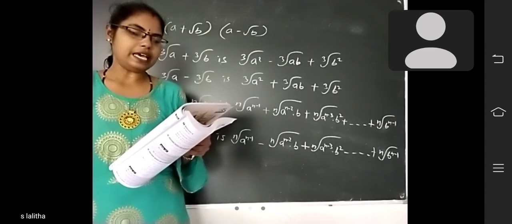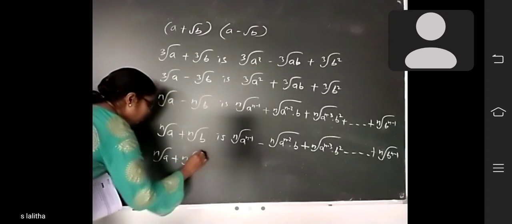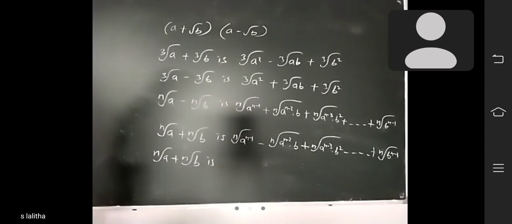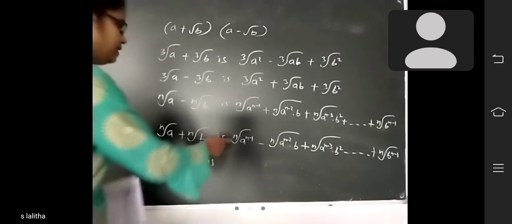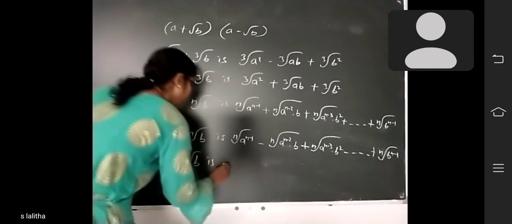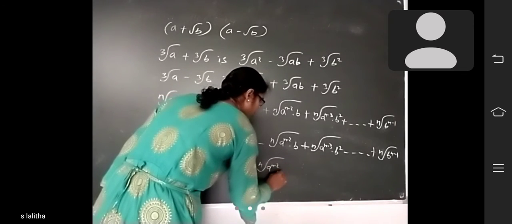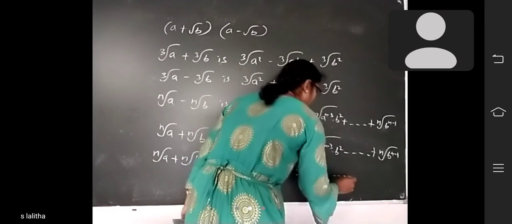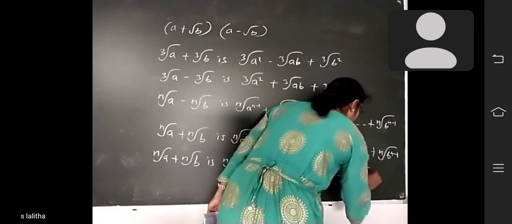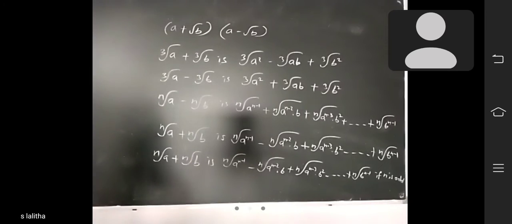Nth root of a plus nth root of b, what is the rationalizing factor? It is the same as this one if n is an odd number: nth root of a power n minus 1 minus nth root of a power n minus 2 into b plus nth root of a power n minus 3 into b square minus so on plus nth root of b power n minus 1, if n is odd. If n is odd, you have to write that formula.